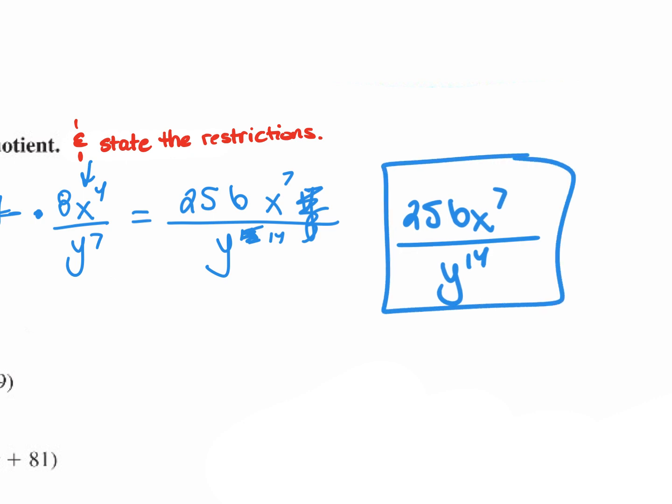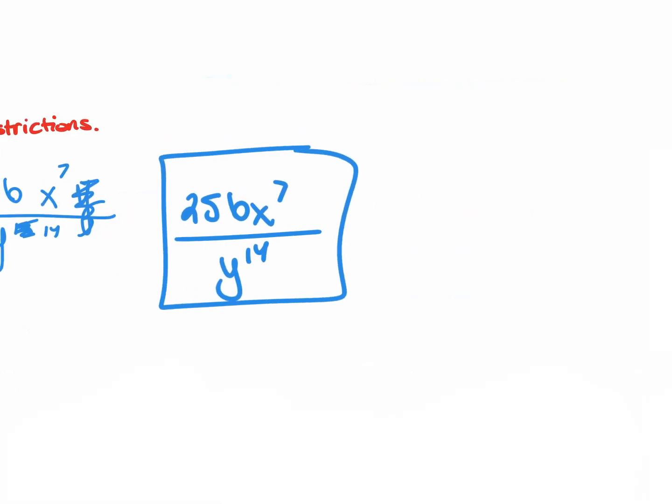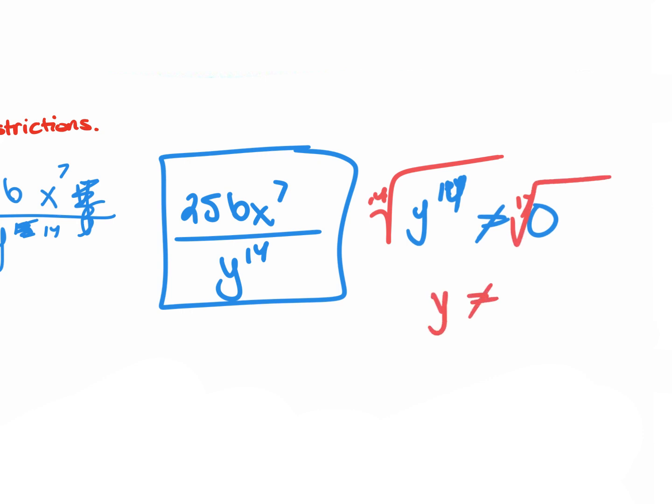Do I have any restrictions? Do I have a denominator? Yes. My denominator cannot be what value? 0. In this case, you would say y to the 14th cannot be 0. What's the opposite of raising something to the 14th power? Taking the 14th root, right? What number times itself 14 times would give you 0? 0. So you would say in this case, guys, y could not be 0. Be anything else, but it can't be 0. To find your restrictions here, you don't have to worry about greater than or equal to, all that stuff. All you have to do is set the denominator not equal to 0 and solve.